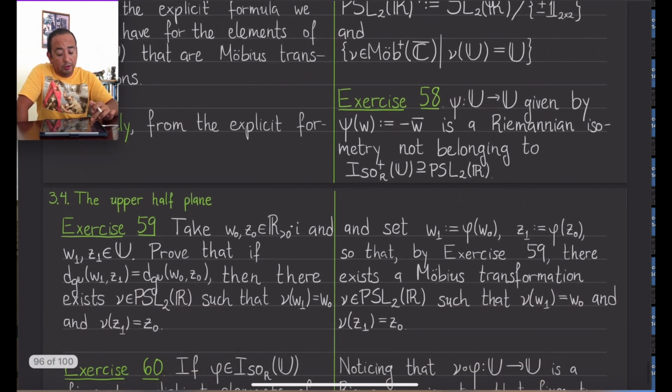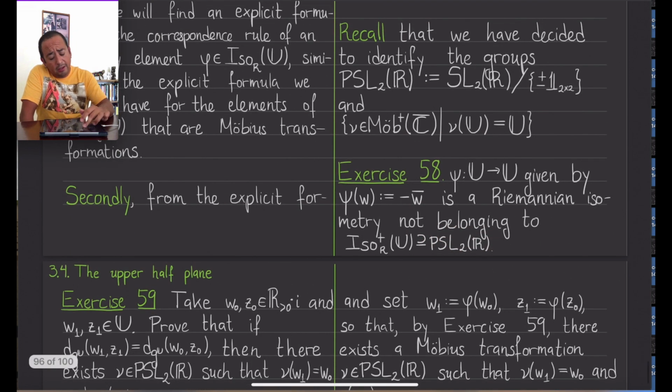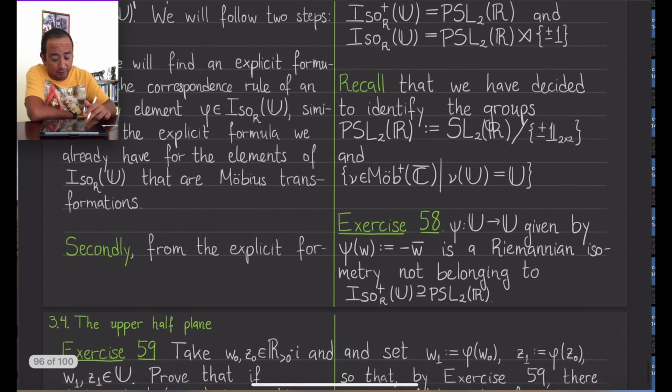So it does not belong to this one, right? To this group, and hence it also doesn't belong to this one, right? And here I'm being a bit pedantic, because strictly speaking, we have not yet proved that these two are equal. But anyway, my argument shows that this reflection along the imaginary axis is an isometry that does not preserve orientation, and in particular, then it's not in PSL2R, so it's also not a Mobius transformation. Okay, so it really makes sense to start studying the full isometry group.